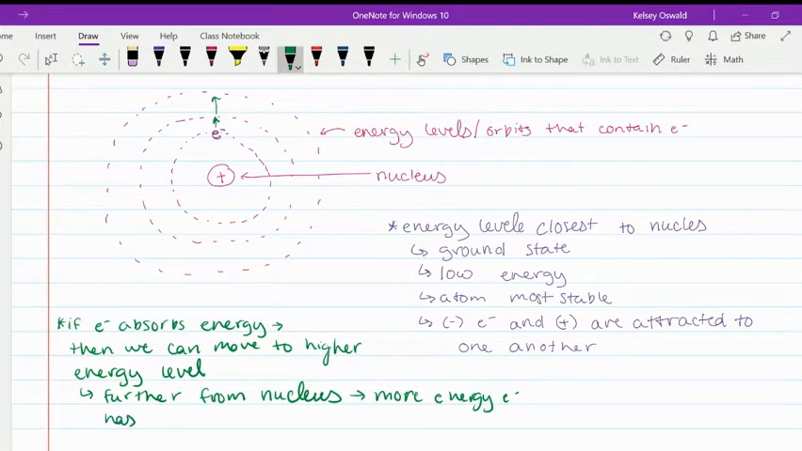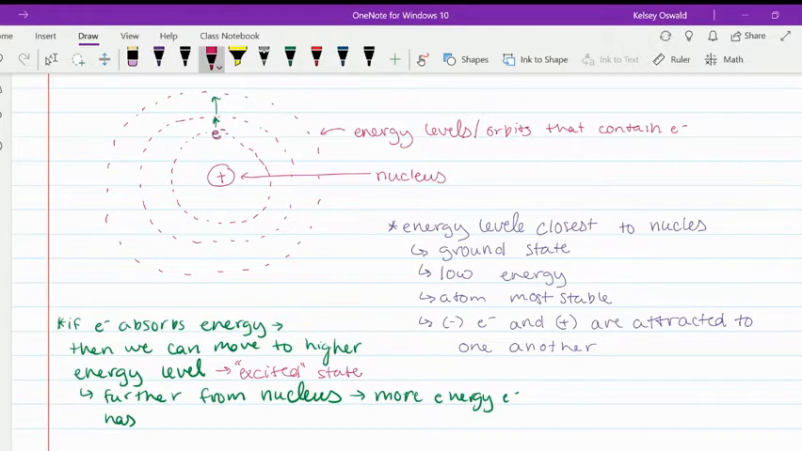And this is what we call an excited state. When we move to a higher energy level, that's what we call an excited state, because when you're excited, you have more energy. Since our electron is happiest when it's closest to the nucleus, where it's most stable, it's not going to be able to stay at the higher energy level for very long.